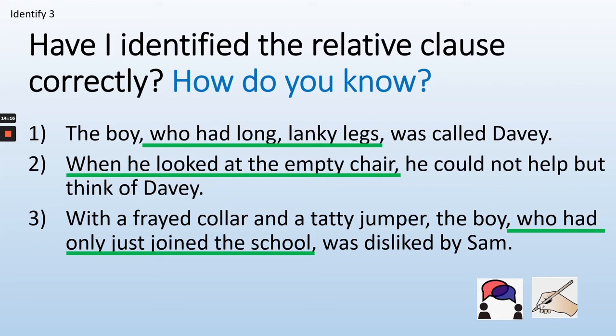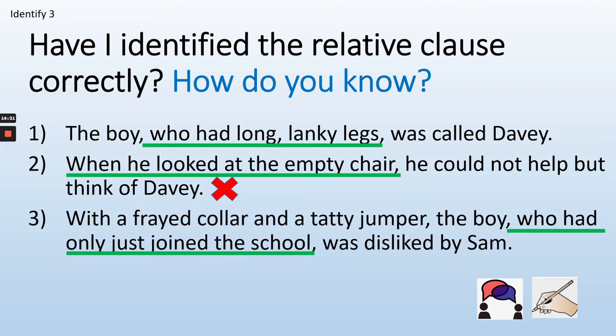When he looked at the empty chair, he could not help but think of Davy. I do not have a relative pronoun. This is a fronted adverbial. It's telling me when something happened. It's modifying a verb. Number 2 is not the use of a relative clause.